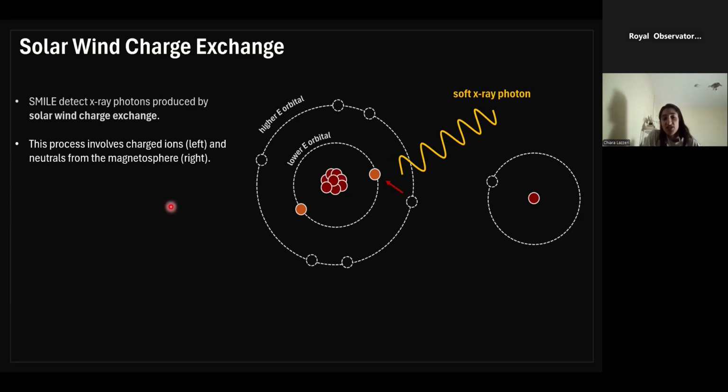Solar wind charge exchange was discovered a while ago in comet tails, and it's actually a process that we knew was happening in the magnetosphere. Especially X-ray astronomers knew about this because they want to observe distant X-ray sources, and soft solar wind charge exchange sort of was adding noise to their observations, so it was considered a nuisance. But with SMILE, we'll be able to use this for the very first time to do some science, which is very exciting.